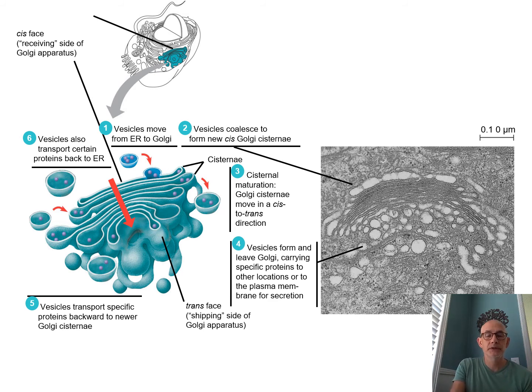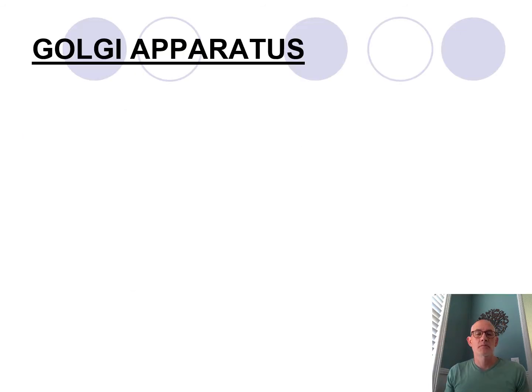So here is your incoming vesicle. So this would be the cis end. The proteins move through this process. A vesicle is pinching off here, and this is going to be the trans end. And then this vesicle that's formed does its job.